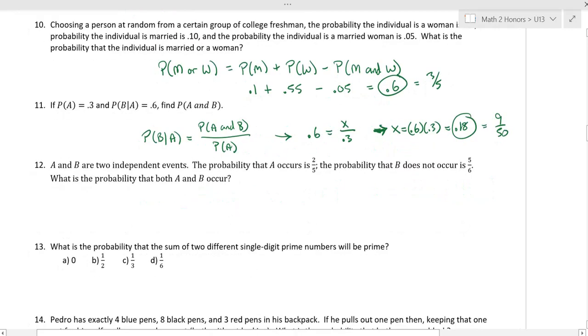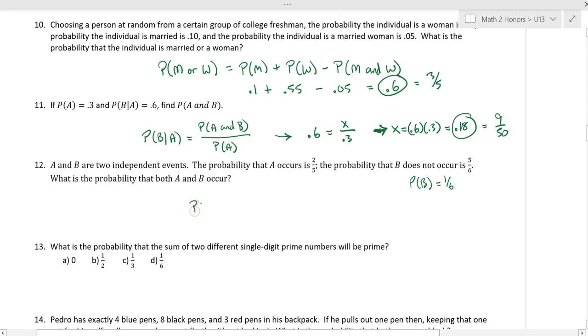A and B are two independent events. The probability that A occurs is 2/5. The probability that B does not occur is 5/6, so that means the probability of B would be 1 out of 6. What's the probability that both A and B occur?